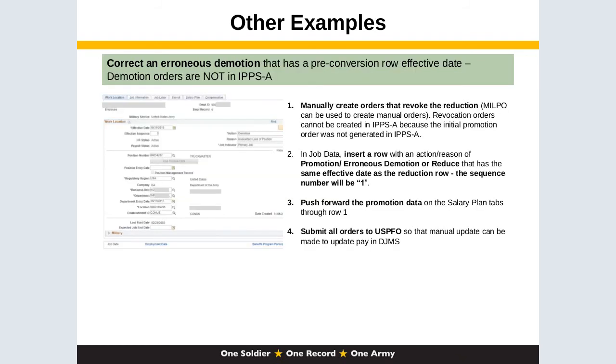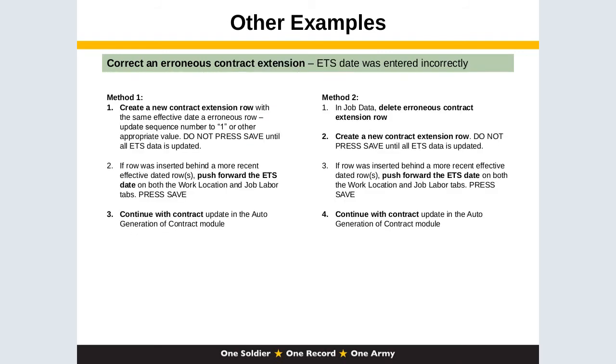Oh, well, let me go back to see a couple questions. So the trigger that generates the auto generation of the contract field is the save button. So that's why it's important not to press save. When you select that action reason code after creating the row, you have to update all the ETS data first before you press save.